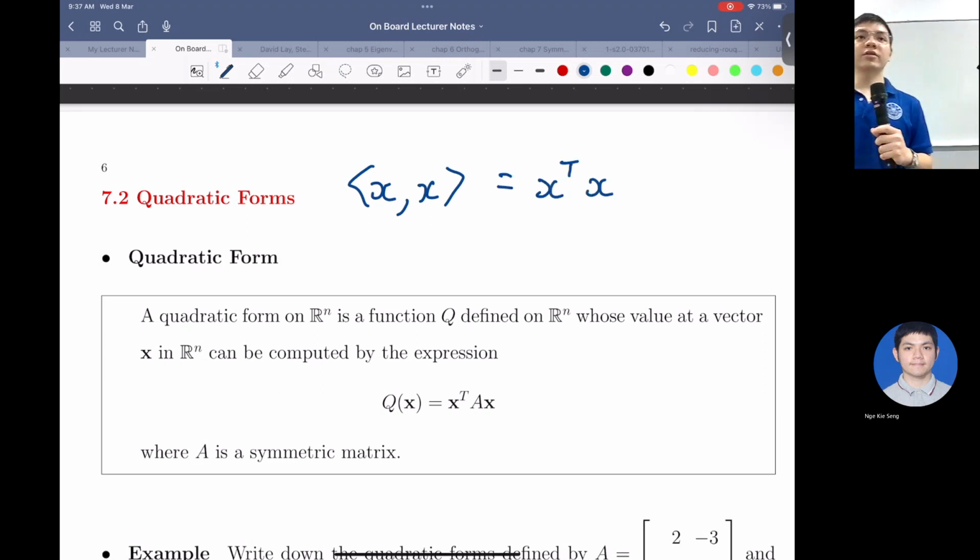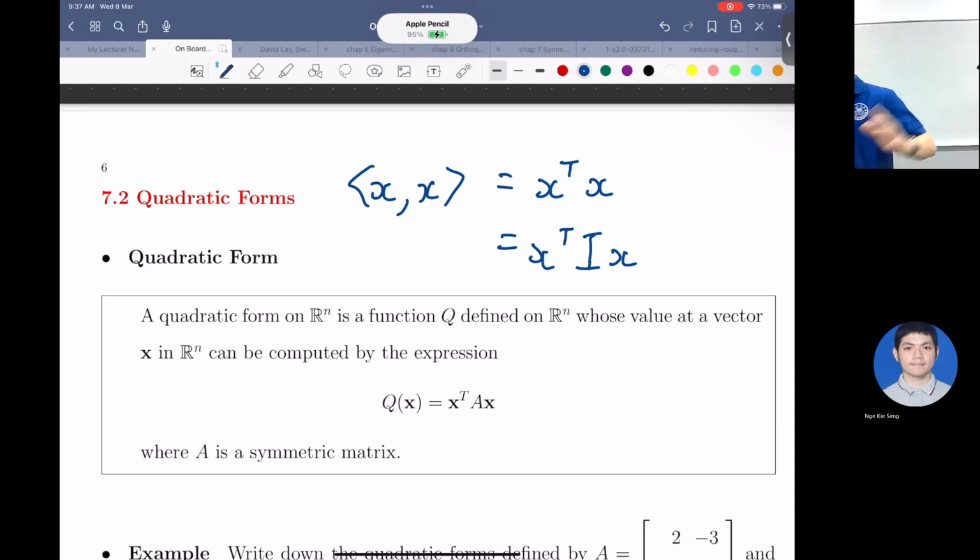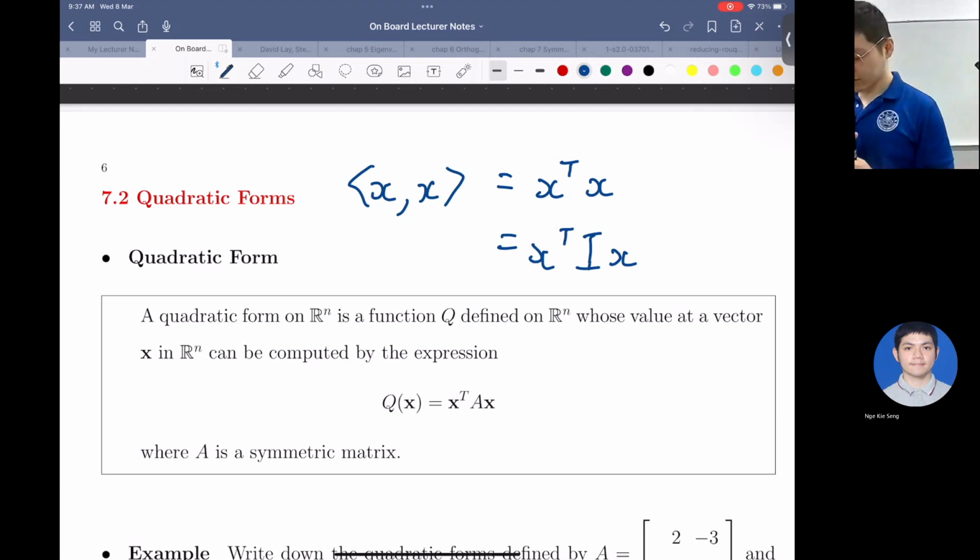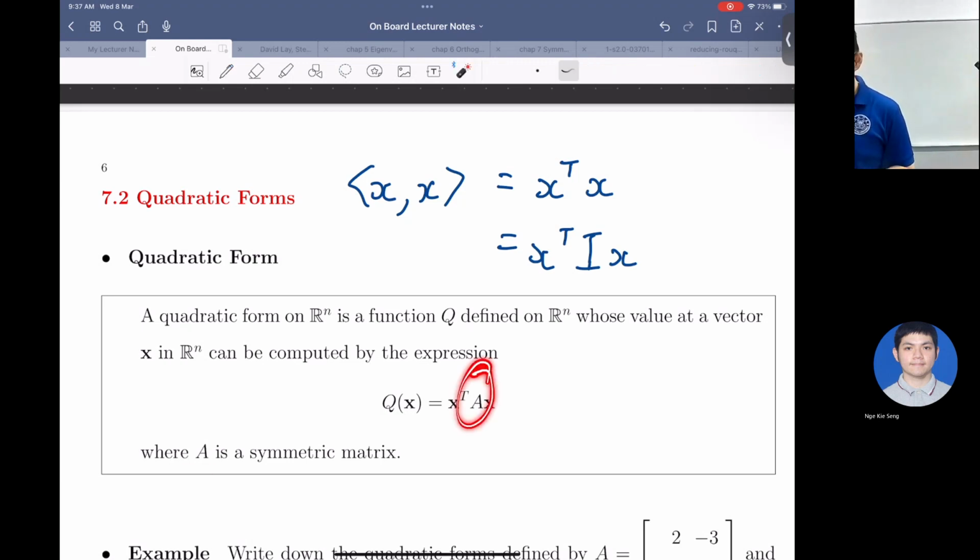x^T x. So meaning you can slide one identity matrix in the middle. But now we can put any symmetric matrix in the middle. With this, A is a symmetric matrix put in the middle. Identity is also a symmetric matrix. So that means inner product is kind of a quadratic form. Now we change this identity here to any symmetric matrix.